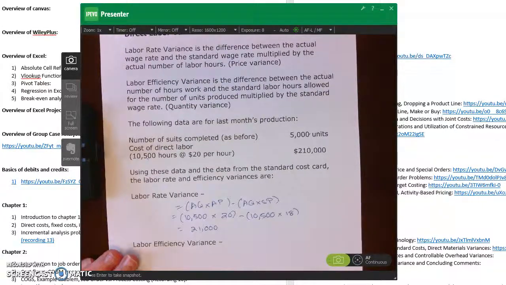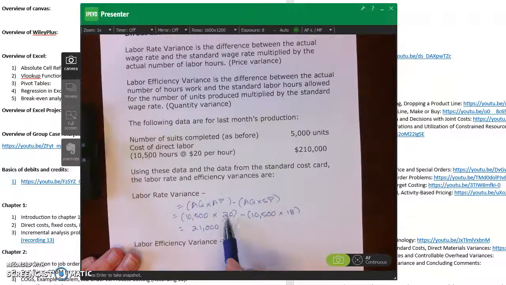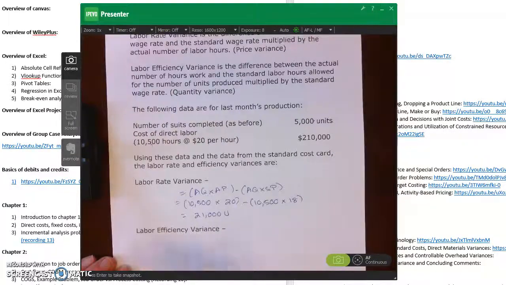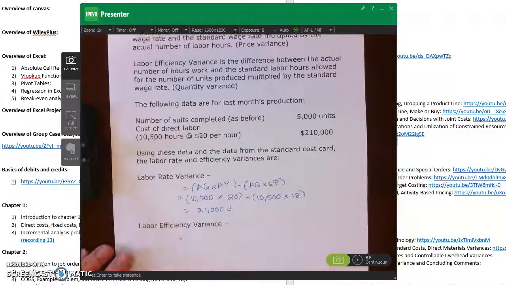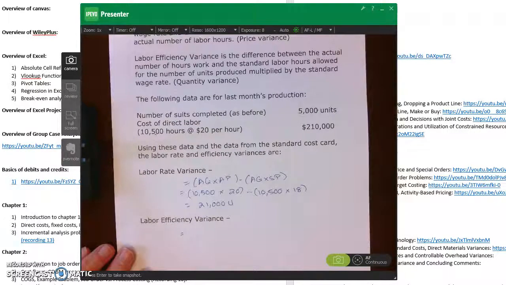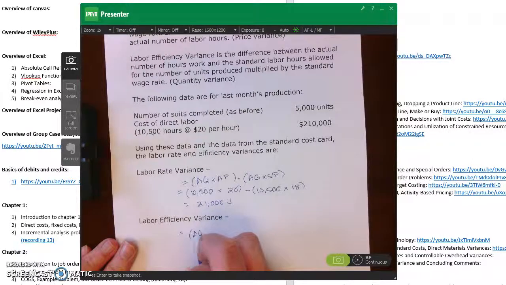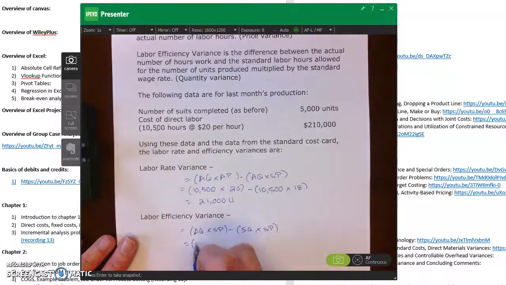And is this going to be favorable or unfavorable? Well, you paid $20 an hour when you should have only paid $18 an hour. Costs are higher than what they should be. So it's U for unfavorable. And then I'll go ahead and do my labor efficiency variance, which is calculated using the quantity variance formula. So it's going to be our AQ times our SP minus our SQ times our SP. Our AQ is the number of hours used, 10,500 hours, times the 18, minus our SQ times the 18.